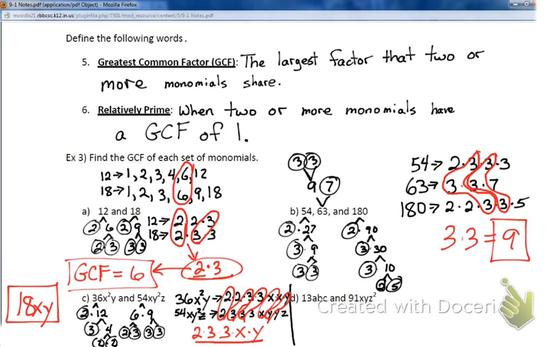As you get better at this, you may be able to do this more quickly. You may not even have to use the prime factorization if you know that the largest number 36 and 54 are divisible by is 18. Well, then you have your 18, and then if you can look and say, well, they have one x in common and one y in common, you can get to that, but we'll get better at that as we go through this section.